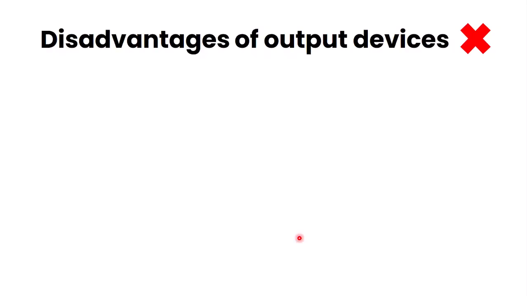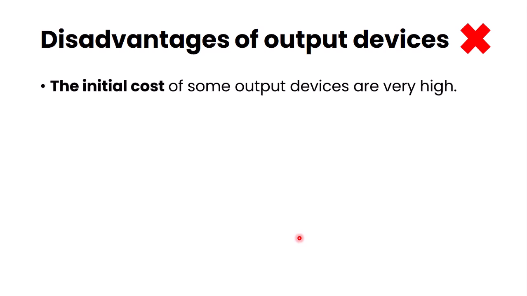Now let's look at the disadvantages of output devices. What are some of the disadvantages of output devices? Now, the initial cost. The initial cost of some output devices is very high. If you want to acquire a projector or a printer, the cost is very high. So the cost is a disadvantage in this aspect.